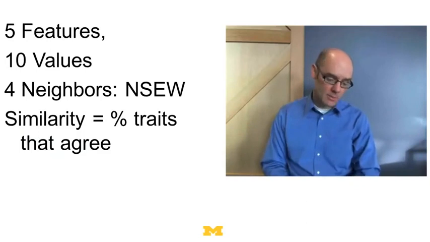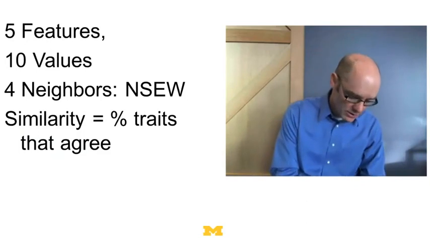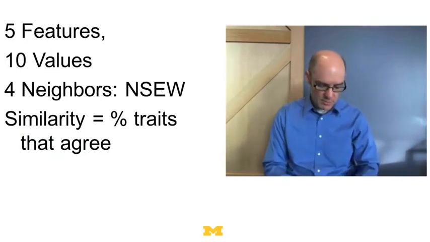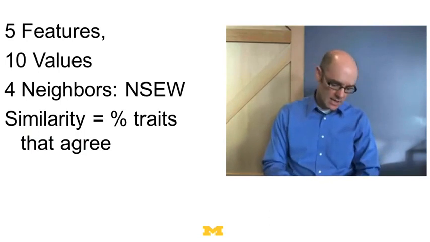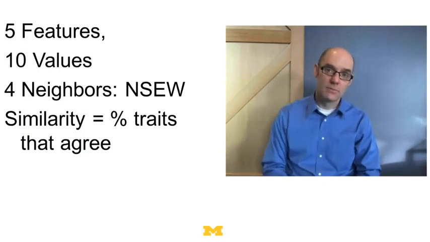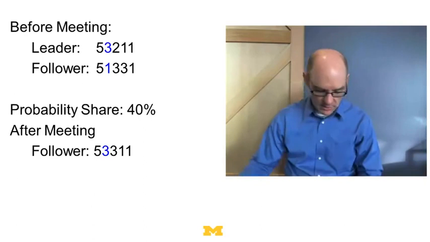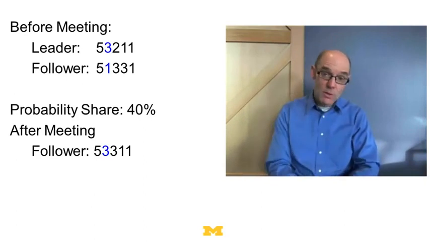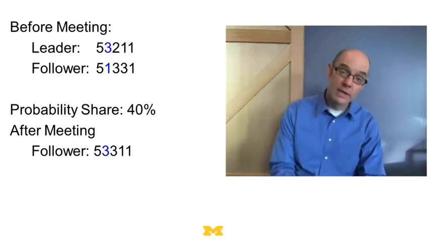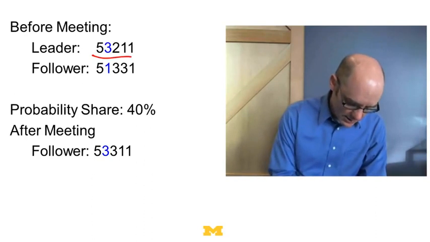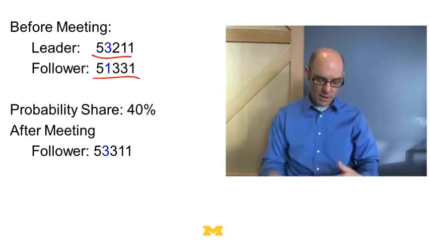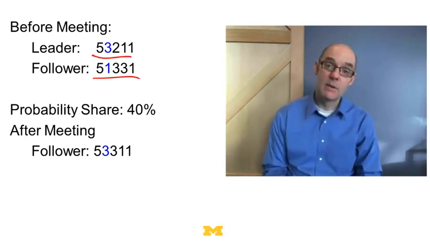Well, let's set up the following model. Let's suppose that we've got 5 features and 10 values, 4 neighbors, and we're going to let the similarity be just the percentage of traits that you agree with the other person. So we'll set up that model and see what happens. So before 2 people meet, we think of having a leader and a follower. And what's going to happen is the leader may look like this, and the follower looks like this. Now, the probability these 2 people are going to meet is going to be 40%.